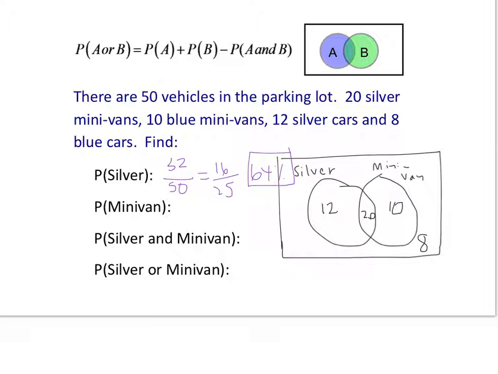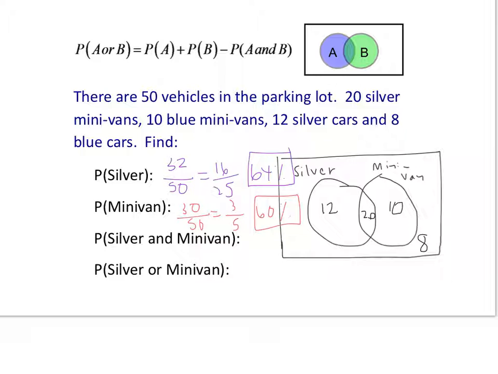All right, let's take a look at the probability of having a minivan. Well, we have 10 here in the minivan column and also 20 in the both silver and minivan. So 20 plus 10 is 30 out of our 50 vehicles, which simplifies to 3/5, which as a percentage is 60%.